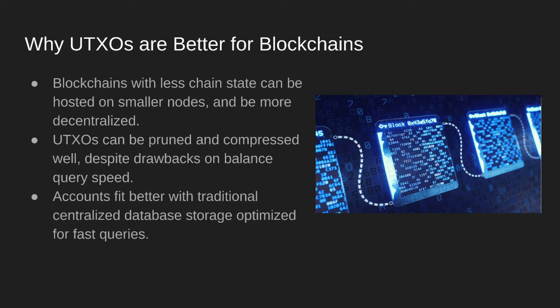So that's part of why I think UTXOs are better for blockchains. Blockchains with less chain state can be hosted on smaller nodes and be more decentralized. UTXOs can be pruned and compressed well, despite the drawbacks on balance query speed, and again, fit into a smaller node. And I think accounts fit better with traditional centralized databases, storage optimized for fast queries, not really blockchains.